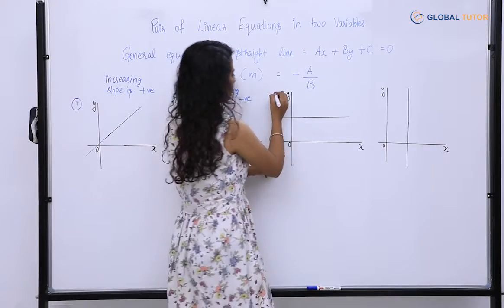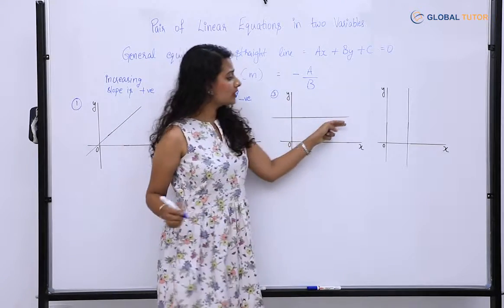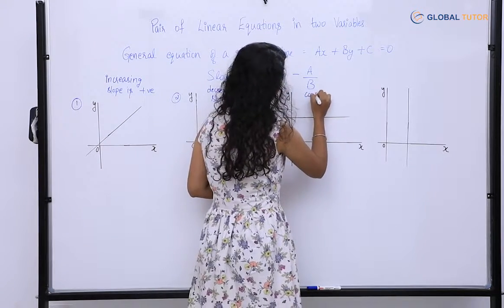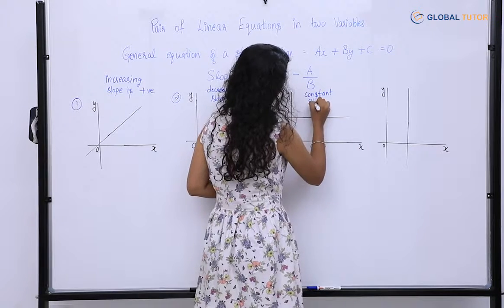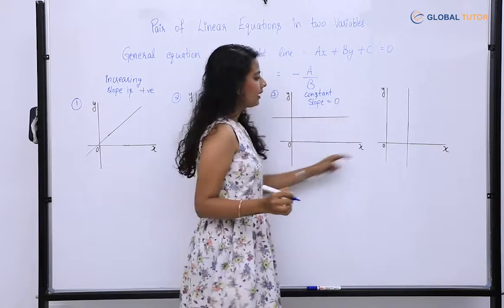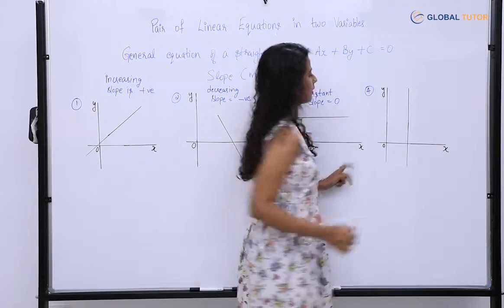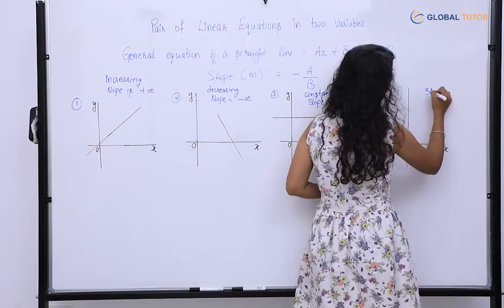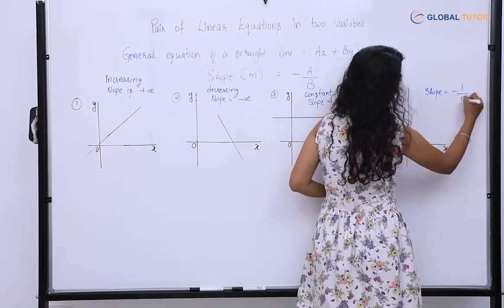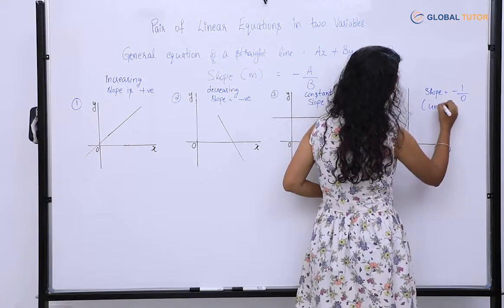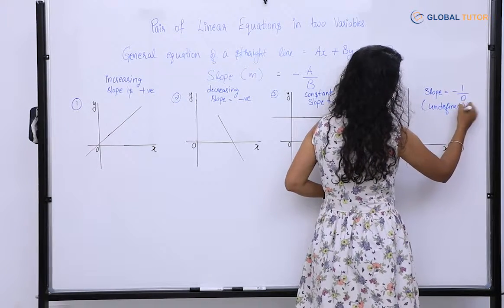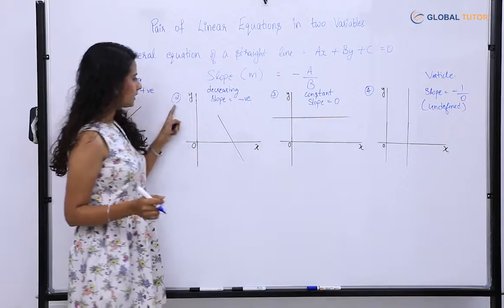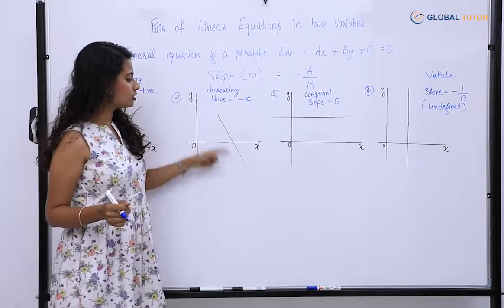Here if you observe the third one, this is a horizontal line, which means this is a constant. So in this case, the slope is 0. And in the fourth one, the line is vertical. So here the slope will be minus 1 by 0, which means this is undefined. Here in the second line, what you observe here is a decreasing line. So the slope is negative.